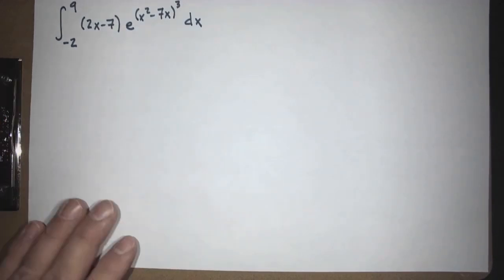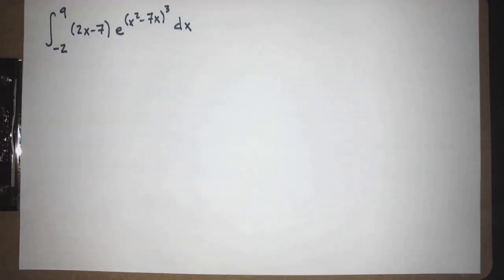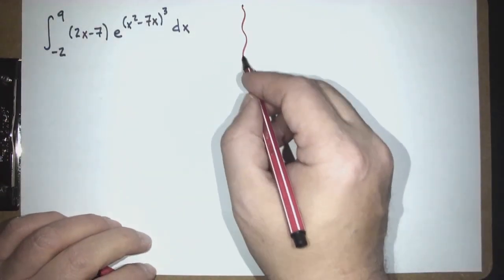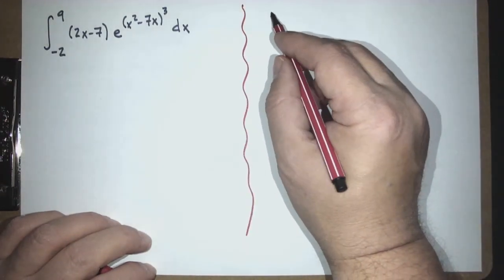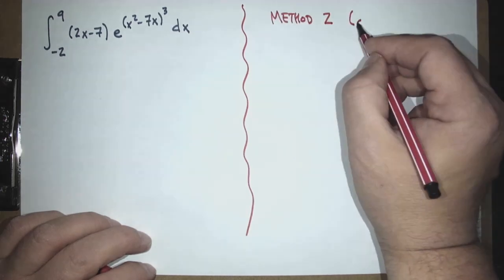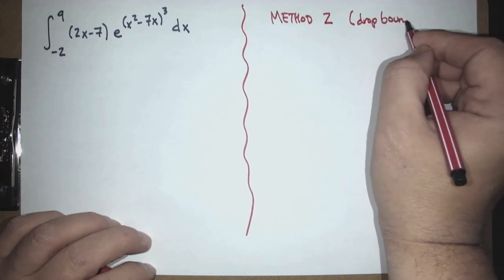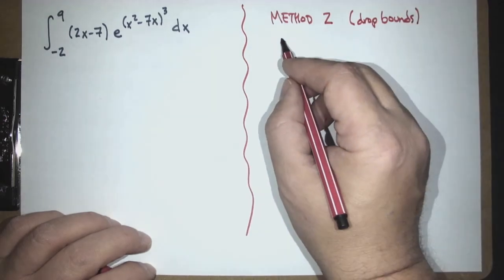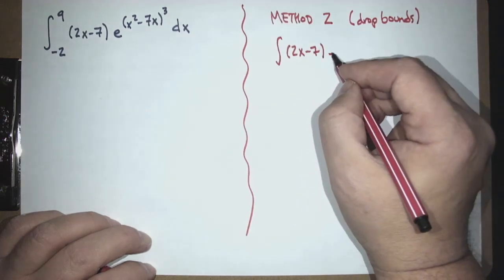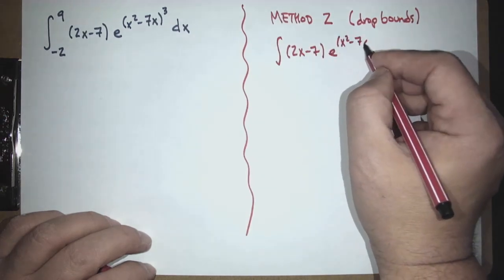So, here we go. Find the integral from -2 to 9 of 2x minus 7 e to the x squared minus 7x cubed dx. Okay, so first off, we're going to do this in two ways. So I want to start with method 2, which is drop the bounds, and then see how far we get. So if we do that, then our real goal is to say, let's find the antiderivative of 2x minus 7 e to the x squared minus 7x cubed.